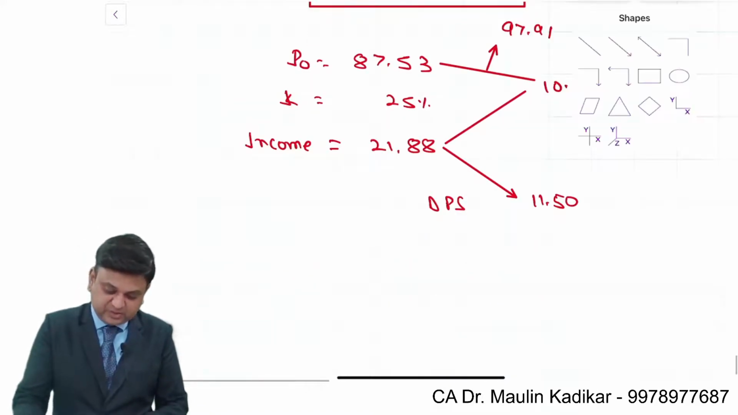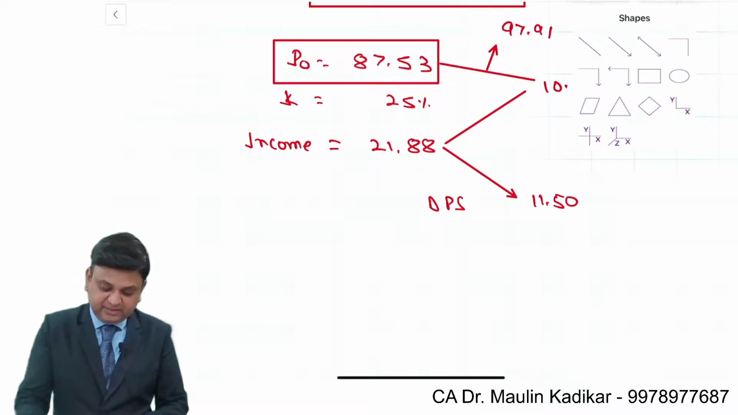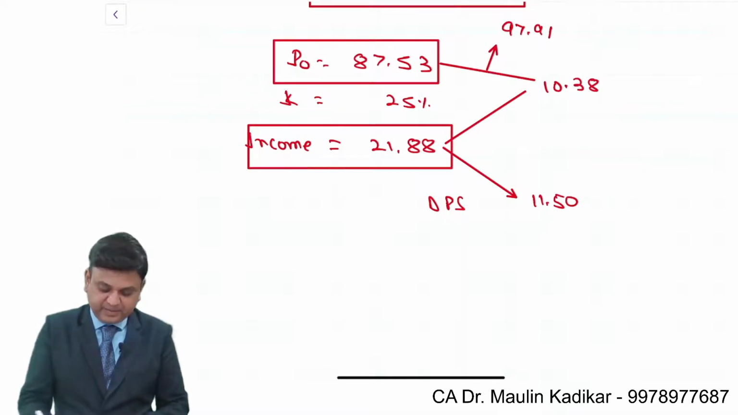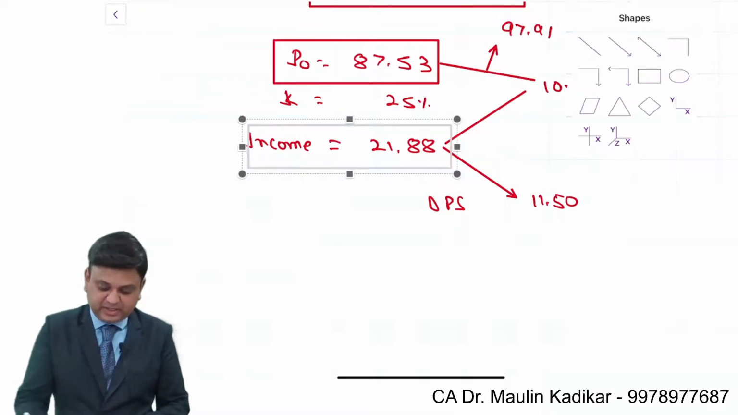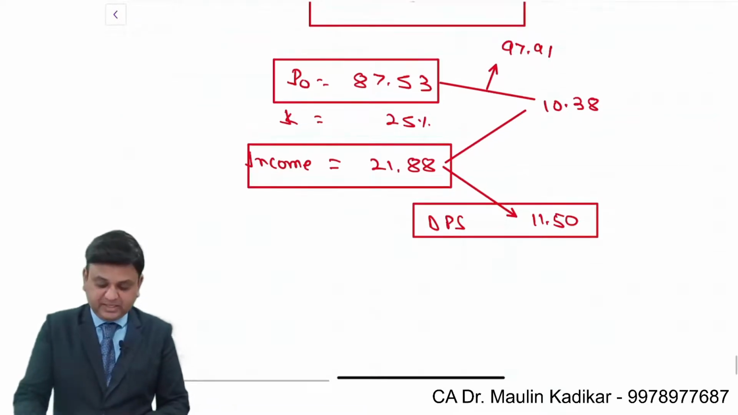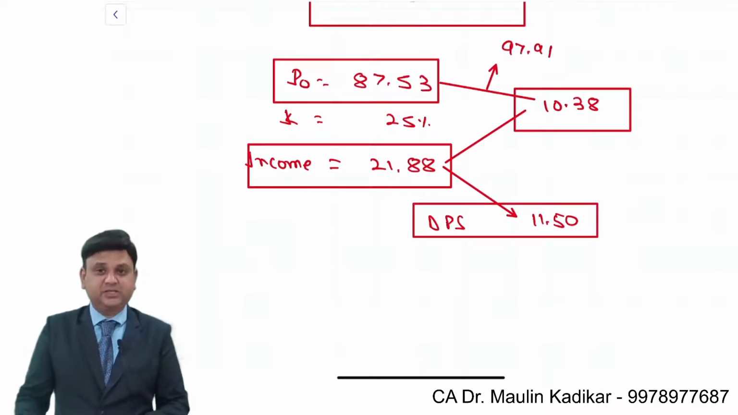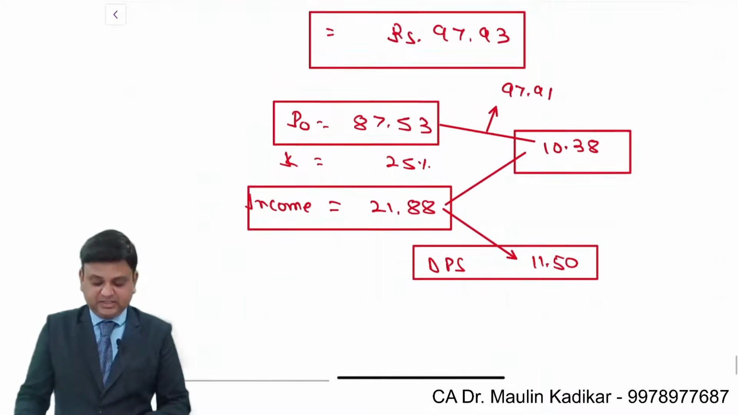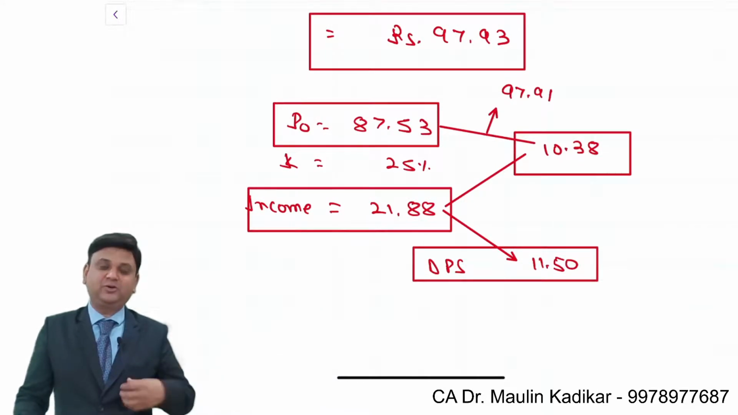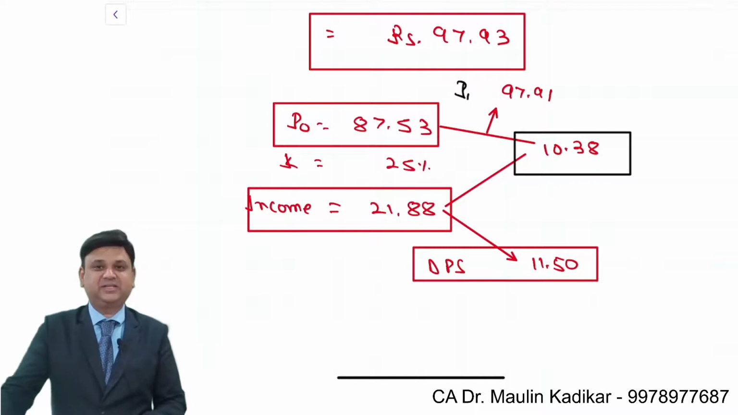Because on the investment of 87.53, whatever income you desire, a certain portion of that income is received by you in the form of dividend, and the remaining is the amount you get in the form of increase in the price of the security. That amount is added to P0 to compute the value of P1. That is what we understand.